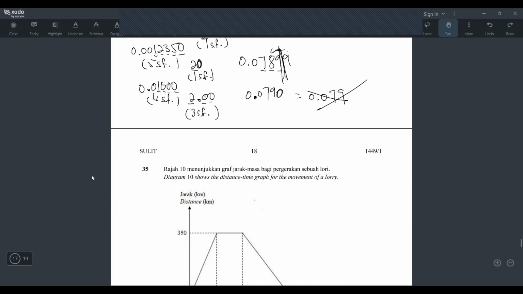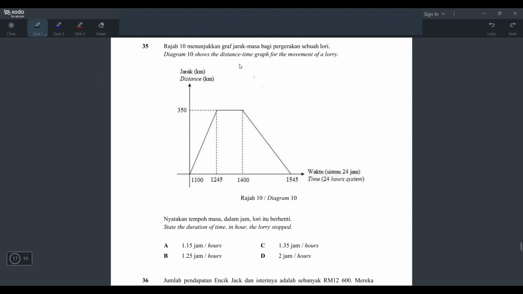Okay, number 35. Diagram 10 shows the DTG of a movement of lorry. Okay, distance time graph. So we can use the gradient to find speed. Remember that in DTG, you can use the gradient to find speed. And that's all. So this one is distance in kilometer, but then this one they give you time in 24-hour system. I think first thing first is let's look at the garisan.